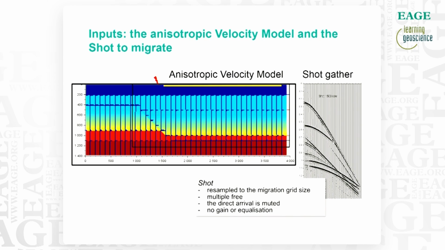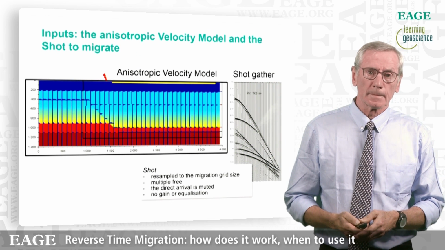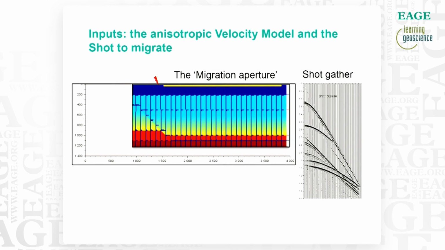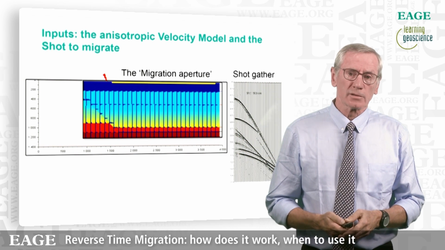Okay, so the inputs to RTM are the velocity model, the shot gather with some pre-processing applied to it, and its acquisition layout. Next, we define the volume around the shot in which we are going to migrate. I call it the migration aperture. For efficiency reasons, it doesn't need to be the full survey volume. Its choice is a trade-off between efficiency and risk to lose information.